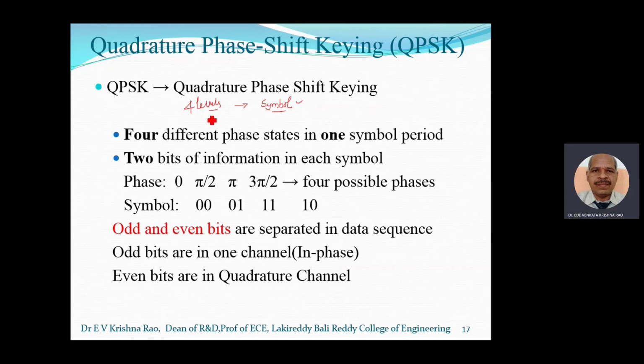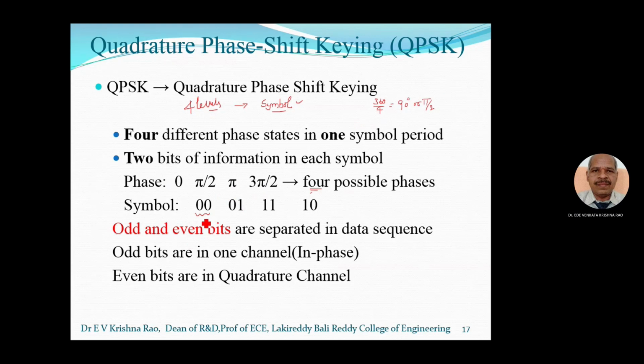Because these are 4 levels, there are 4 phases. Those 360 degrees are divided equally into 4 phases, so we can divide by pi by 2 or 90 degrees. We can have the phase difference between each symbol as pi by 2. That is why 0, pi by 2, pi, 3 pi by 2, or a combination of any phases with a difference of pi by 2.